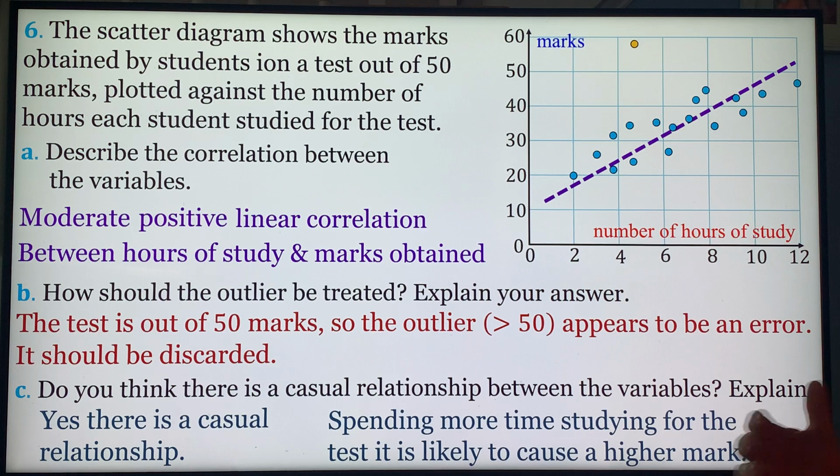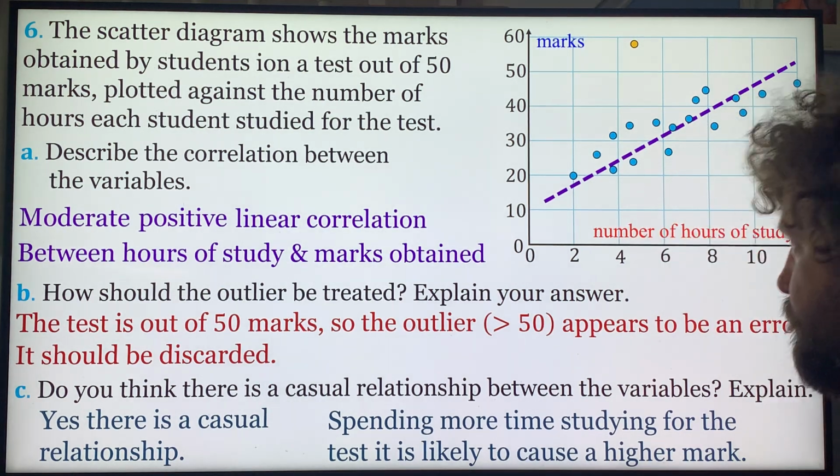Well, spending more time studying, the more you study, is likely to cause a higher test mark, right? Because the longer you study, that's why you study a lot before a test, right? Before all your tests. Please. Well, you get high test scores, so I assume you do. So that's good. All right.